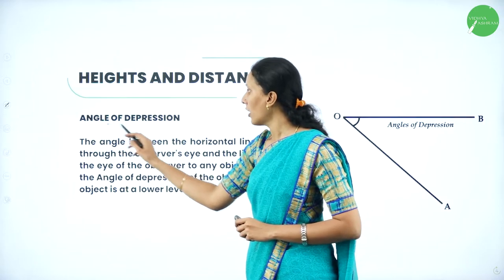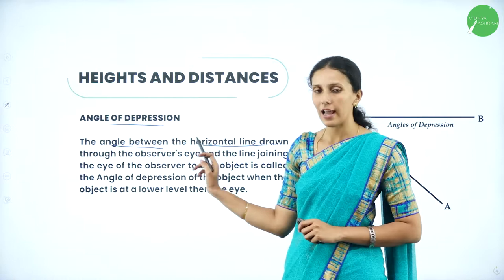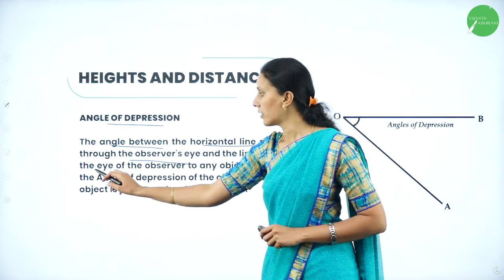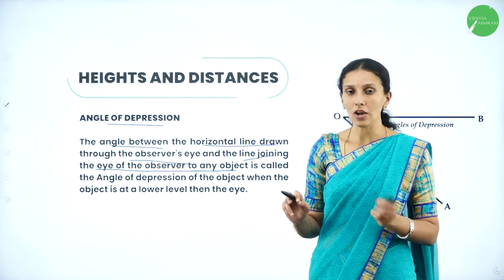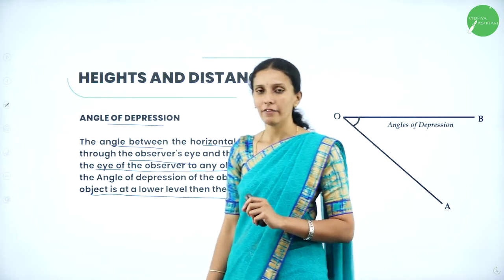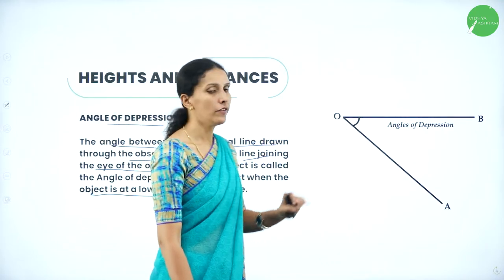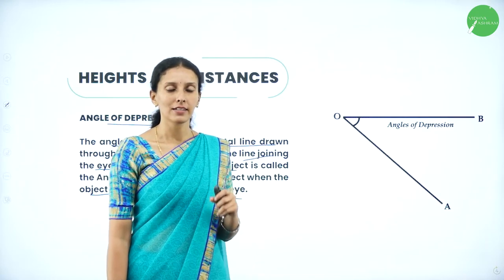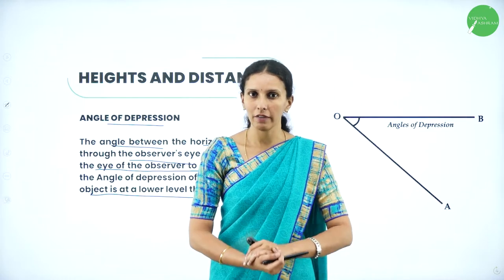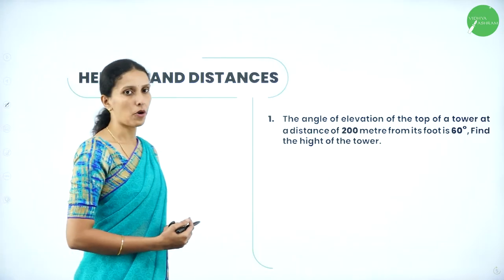Next, the angle of depression is nothing but the angle between the horizontal line drawn through the observer's eye and the line joining the eye of the observer to the object. So here the object will be at a lower level than our eye. So this is called as angle of depression. Now let's see the application of trigonometry using the concept of elevation and depression in the problems. Let's see the first problem here.